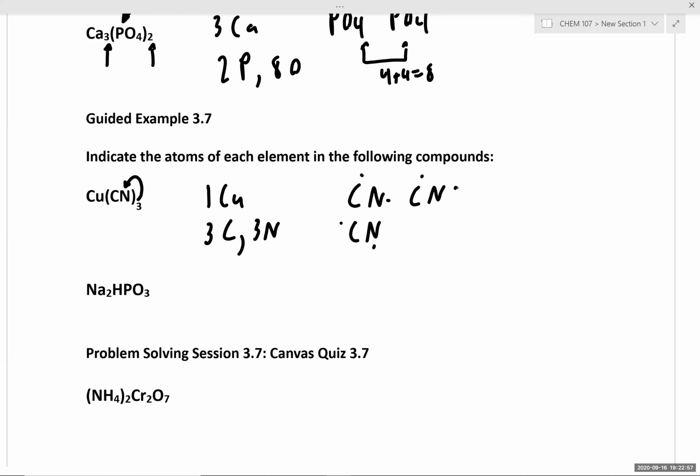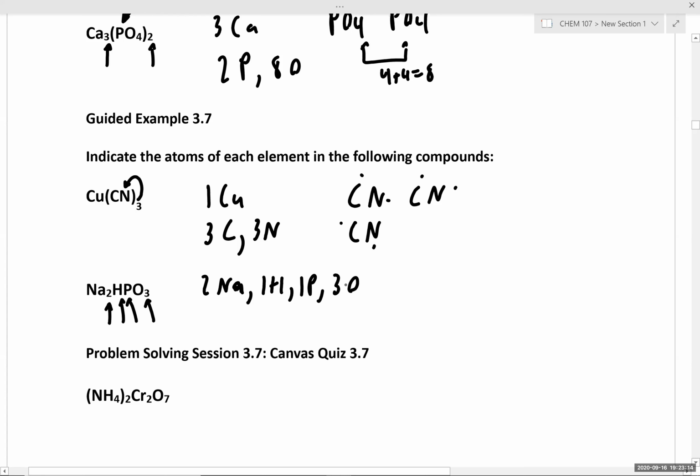So looking at this next example for sodium hydrogen phosphate, I have 2 sodium atoms. I have 1 hydrogen atom, 1 phosphorus atom, and 3 oxygen atoms. Perfect. Any questions on this first example where we're reading chemical formulas?